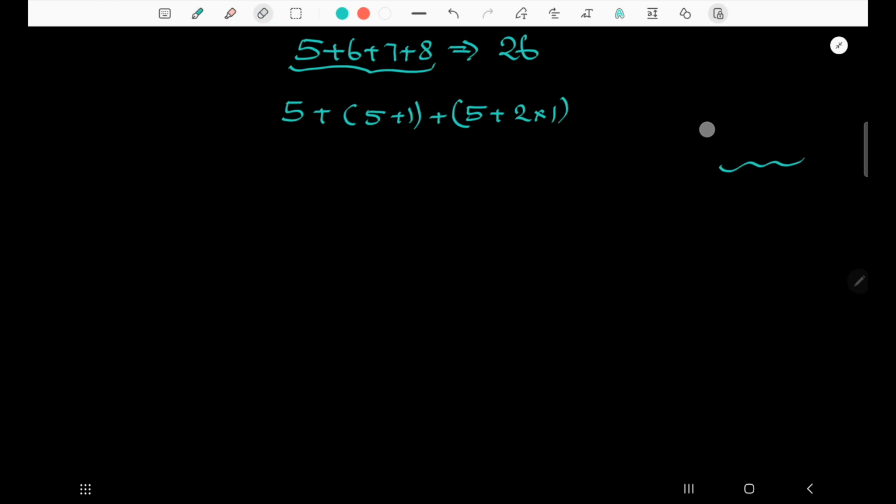The difference between the two terms is 1. So the first term is 5, the second term is 5 plus 1 times the difference. What is the difference between 5 and 7? 2, that is 2 times the difference between each term. And then 8 will be 5 plus 3 times the difference, right? What is 3 times the difference? 3 into 1.